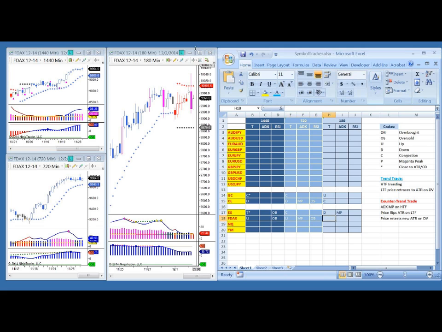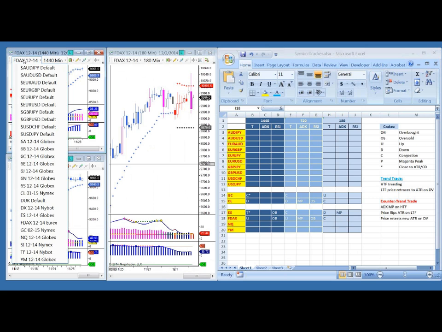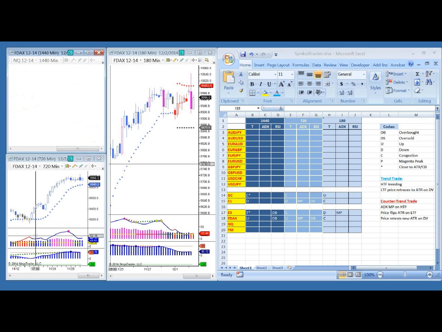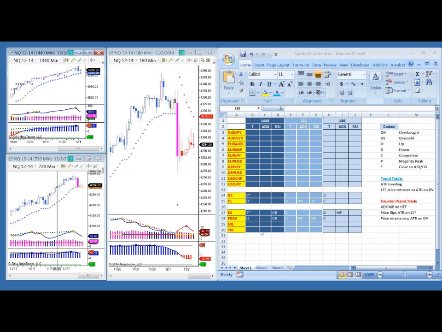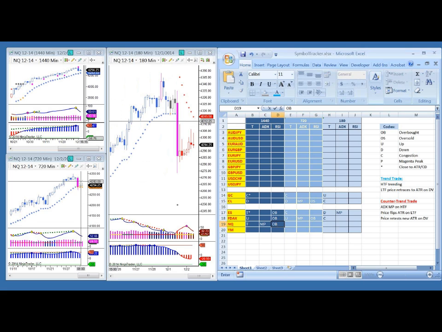RSI. On the 180, we are in congestion. Do we have a potential magenta peak or overbought, oversold? No, we do not. Let's go to the NASDAQ, 1440. We are trending up. We have a magenta peak, and we are overbought on the RSI.